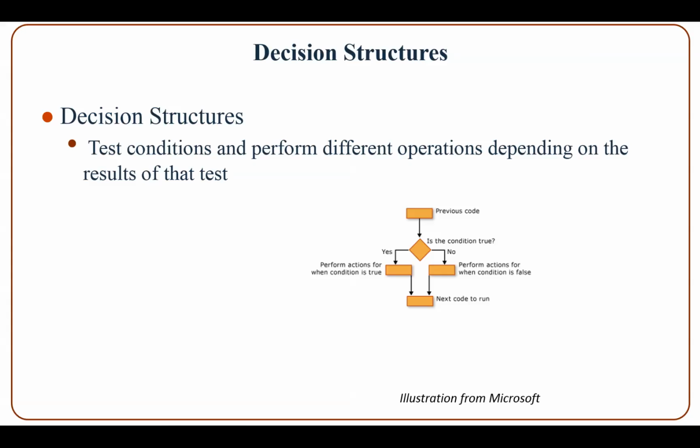Control structures. First, let's talk about decision structures. Decision structures let you test the conditions and perform different operations depending on the result of the test.